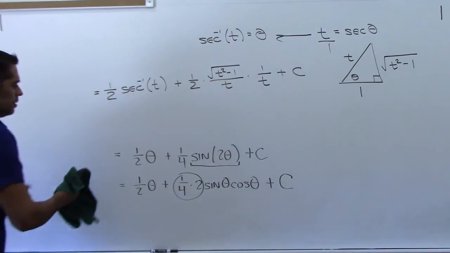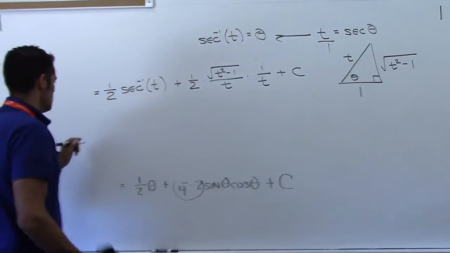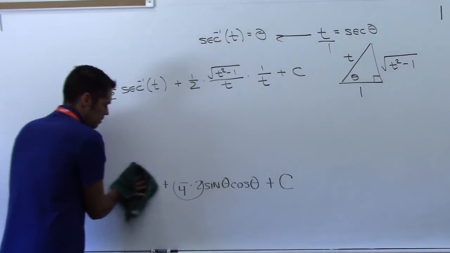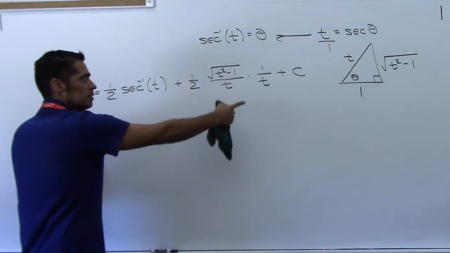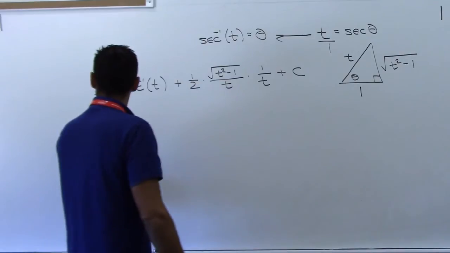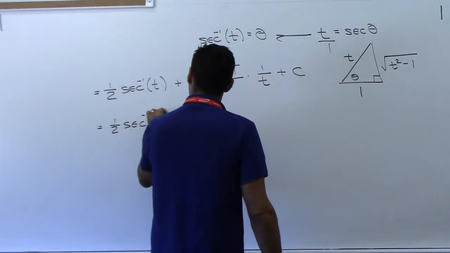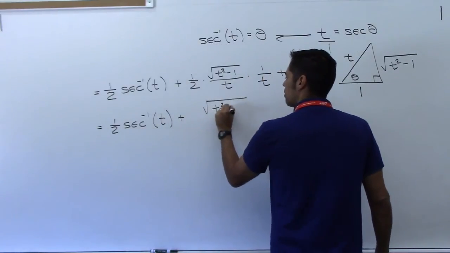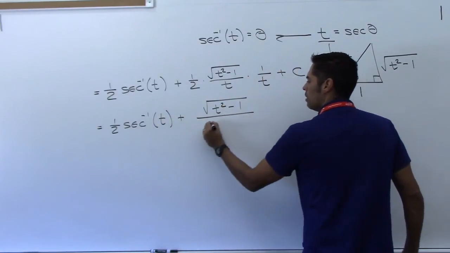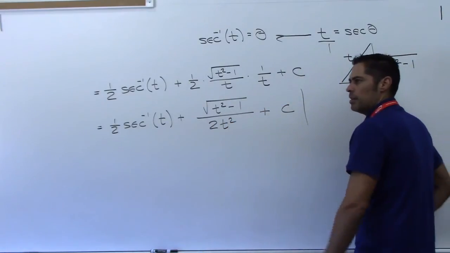And I'll clean it up a little bit. Not much, but a little bit. So, I just don't like the 2 t's down here like that. I'm just going to put them together. So 1/2 arcsecant t plus root t squared minus 1 over 2t squared plus c. Box it, that's your answer.